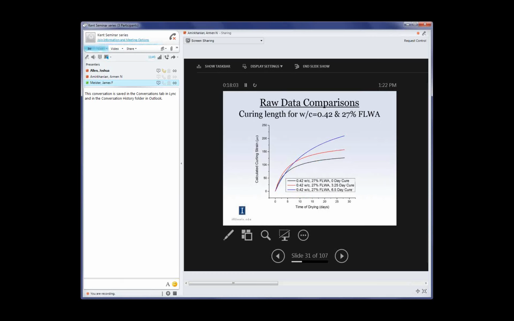Another set of comparisons. All these have the same water cement ratio, all have the same light weight. The only difference is the curing duration. And as you see, the more you cure it, the more curling you get at longer ages.